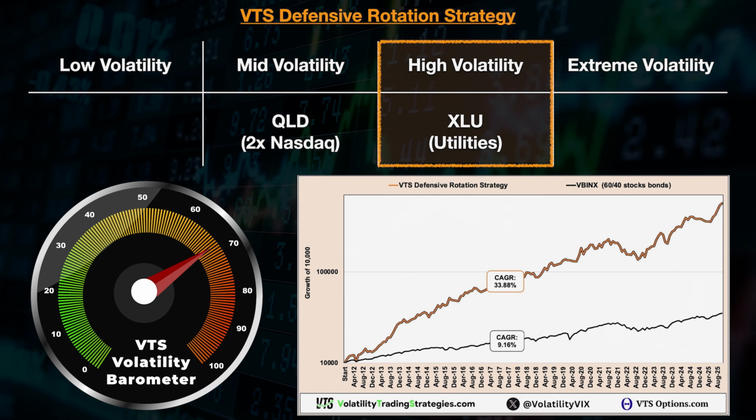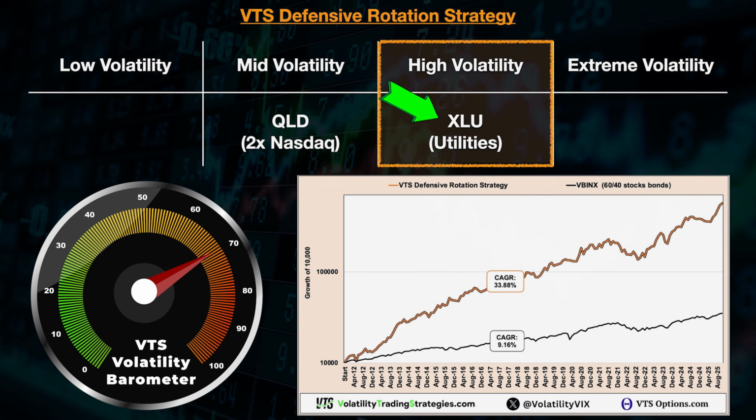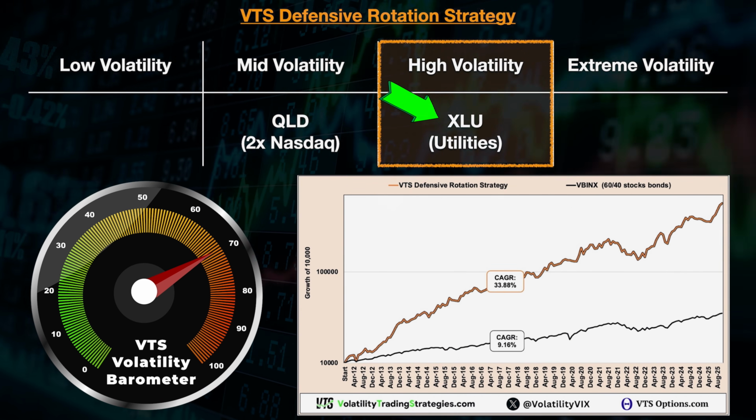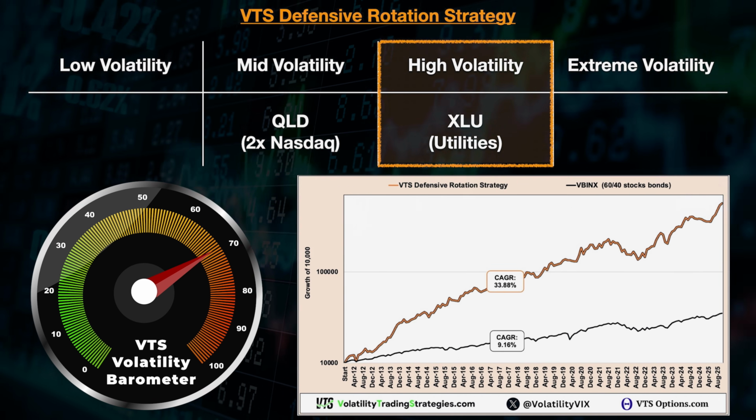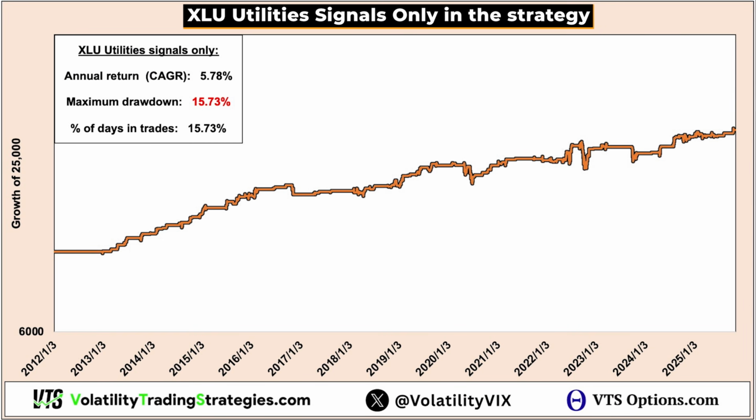So when volatility starts to get elevated, we rotate out of stocks completely and we move into the XLU, which is a utilities ETF. Utilities perform much better than the stock market during times of elevated risk and uncertainty. Here's just those XLU utilities positions that are held on roughly 16% of trading days. It's just a safety position, but it's extremely important for the overall strategy to have an exit plan before the real trouble arises.